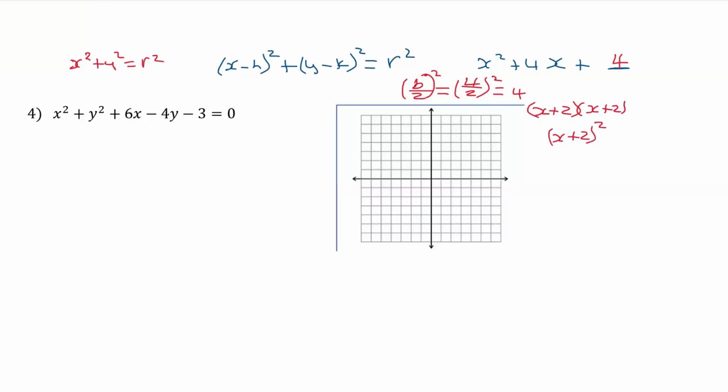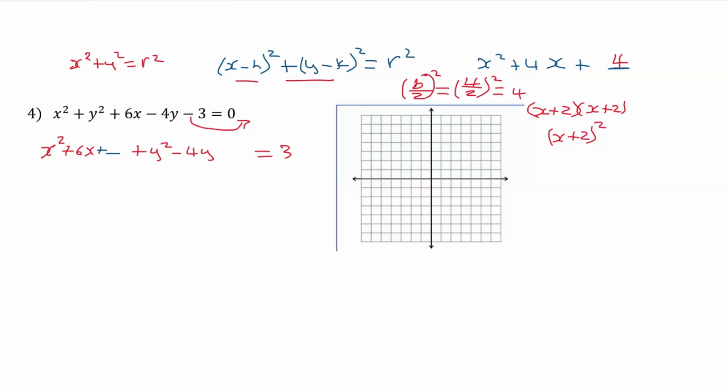So we can do that to get this equation to look like this one. For example, let's group the x's together and the y's, and we're going to move the constant over. So the -3, when you move it over, becomes positive, right? So all you have to do now is complete the square on the x term.